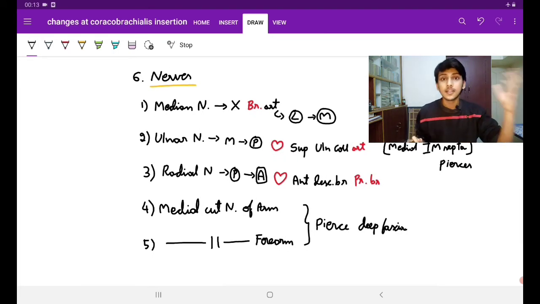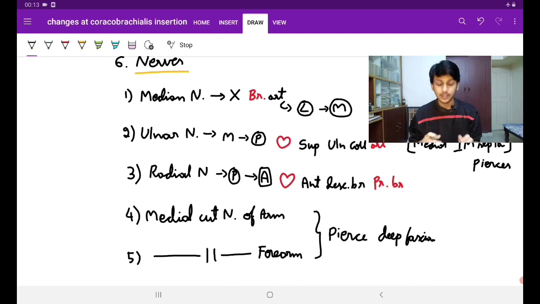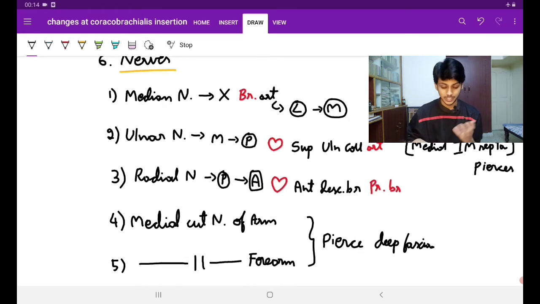Now, what are the nerves in the arm? That is the median nerve. Median nerve is a branch of, yes, it has a lateral root and it has a medial root. Lateral root from lateral cord, medial root from medial cord. They both are joined to form the median nerve.